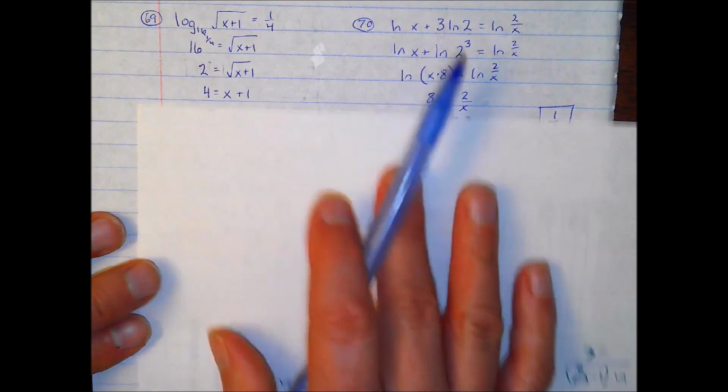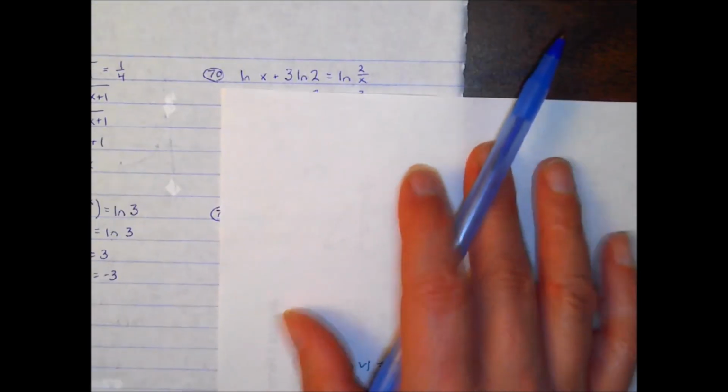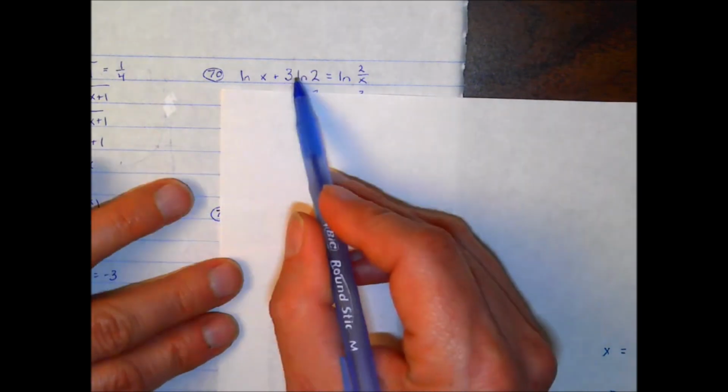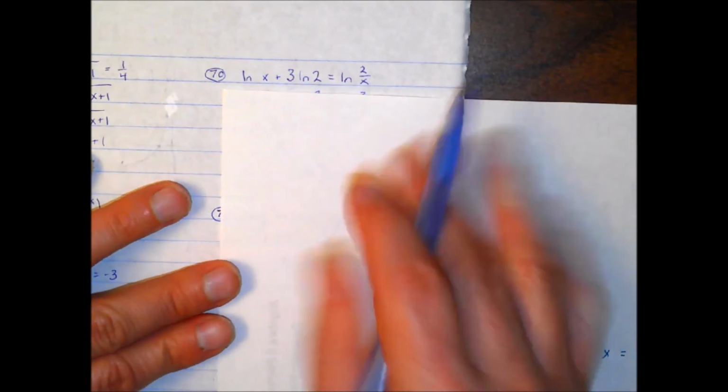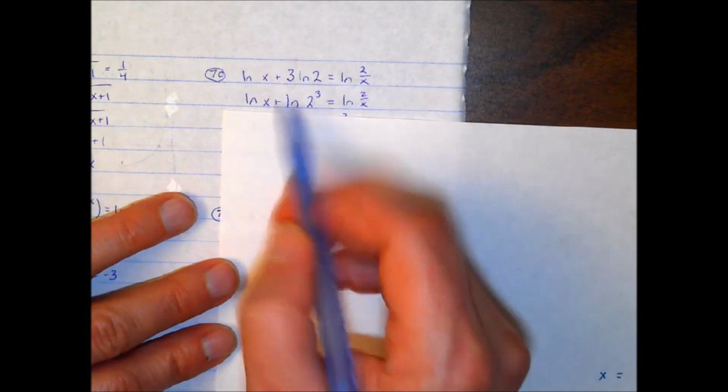Number 70, first thing I want to do is take care of this. Use the power rule to put that 3 up there. 2 to the 3rd is the same thing as 8. Then with addition, I want to use the product rule. So it'd be natural log of x times 8.